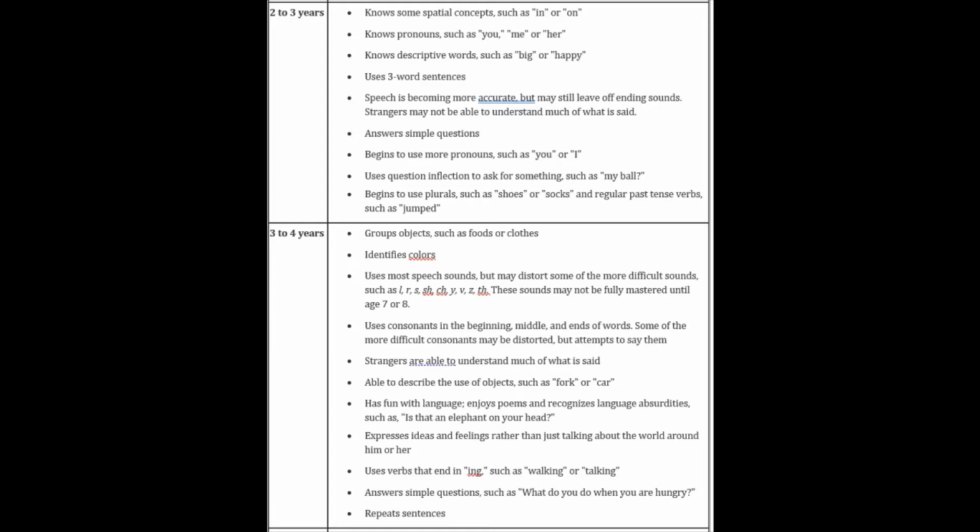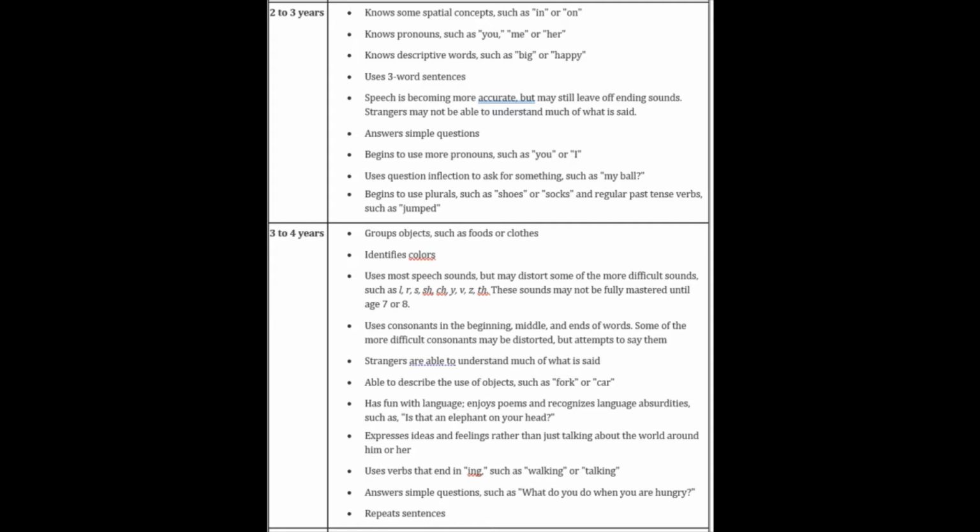Then from approximately the age of 3 to 4, they should be able to group objects into categories such as foods or clothes. They should be able to identify their colours. They should use most speech sounds, but they may distort some more difficult sounds. They should use consonants in the beginning, middle and ends of words. Strangers are now able to understand much of what is said.